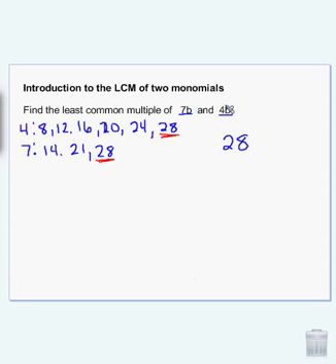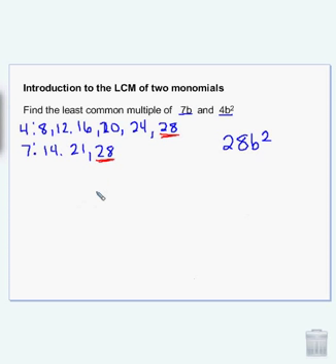I have one b here and two b's here. Our least common multiple is going to use the larger exponent. When we're talking about greatest common factors, it's the smaller exponent. With least common multiple, it is the larger. So our least common multiple is 28b squared.